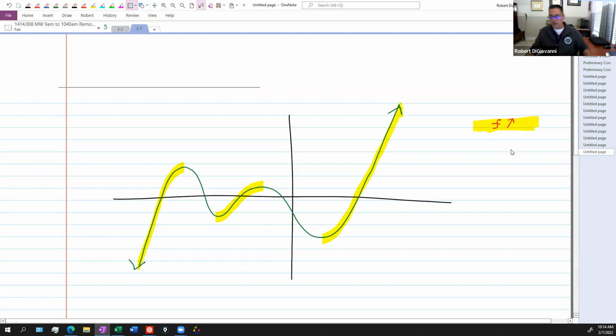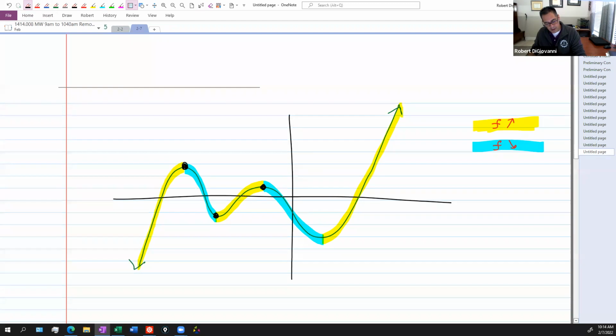I'm gonna put an up arrow. Does that make sense? Instead of me writing the word increasing. So everything in yellow is where my function is increasing. Everywhere in blue is where my function is decreasing, right? And notice that I have these important points. This point right here, this point right here, this point right here, and this point right here.